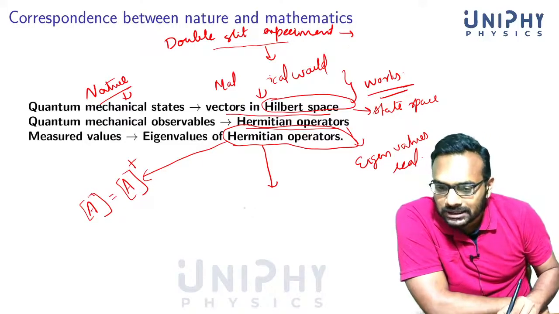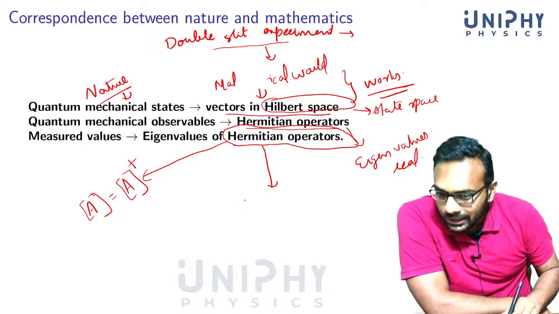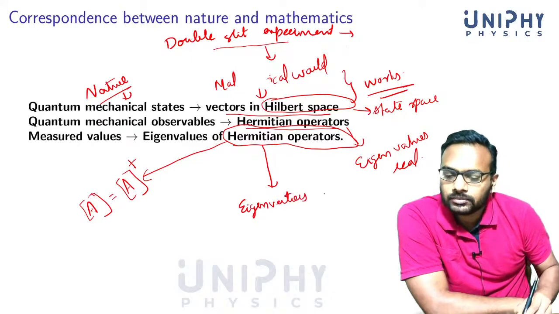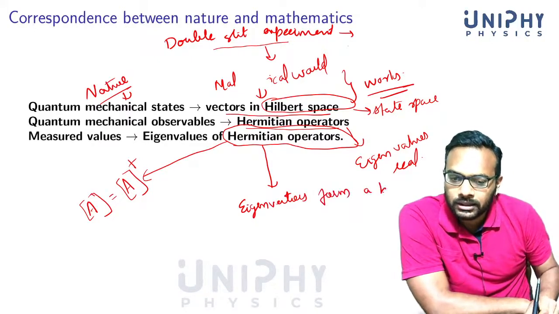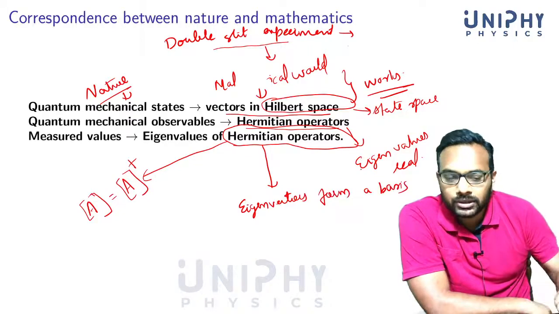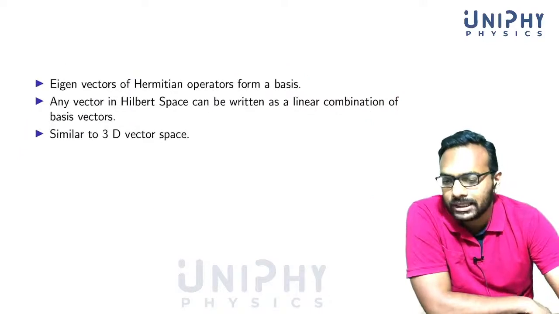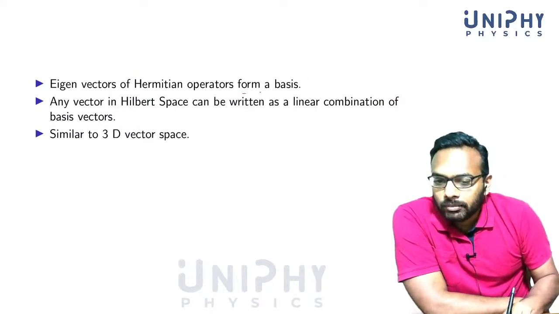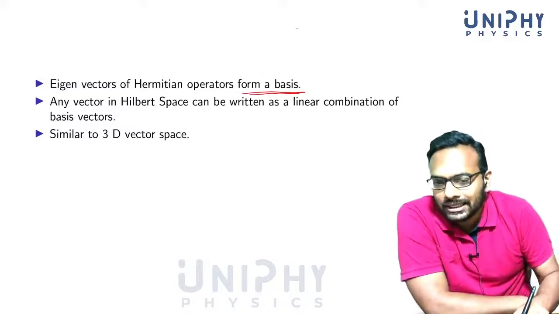So Hermitian operators have this nice property: one property is that eigenvalues are real, and another is that the eigenvectors of a Hermitian operator form a basis. This is a very important property of Hermitian operators, and this fact is really fundamental to quantum mechanics. Eigenvectors of Hermitian operators form a basis. What do we mean by a basis? We'll make this more rigorous. I'm just giving a glance into these things.